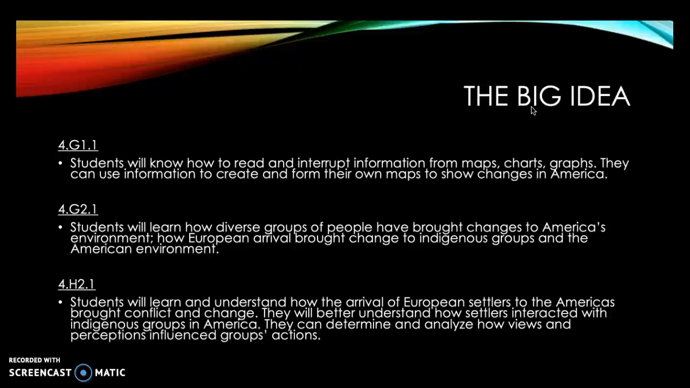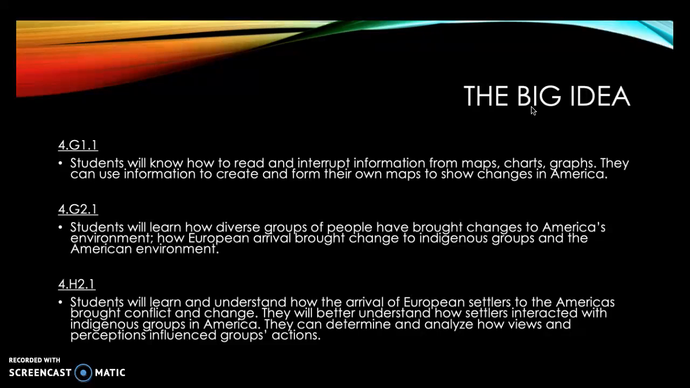The big idea for the first geography standard is that students will know how and be able to read and interpret information from maps, charts, and graphs, so they can see maps, charts, and graphs and be able to see the data and make sense of it. Also, it is important that they can use sources to create and construct their own maps, and that they can create maps to show changes in America throughout time.